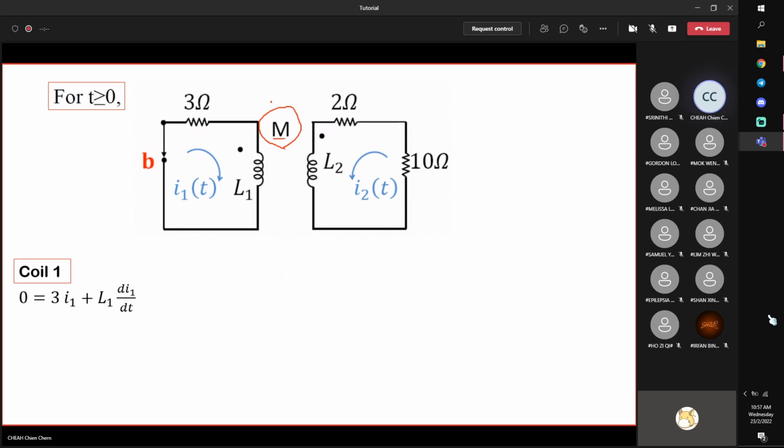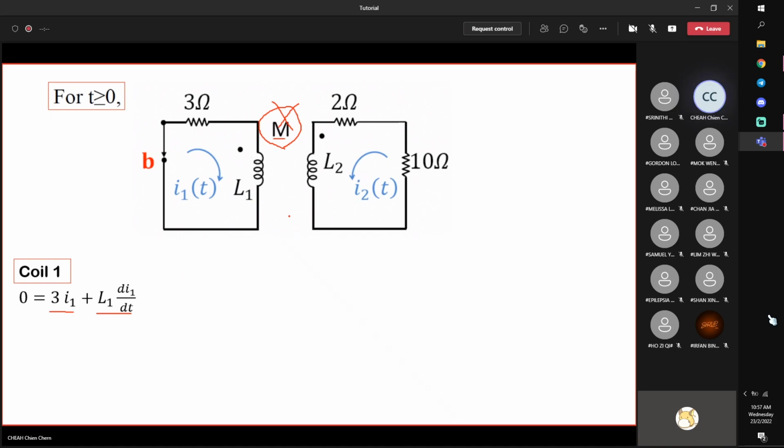Okay, without the coupling, there's no problem. So imagine this is not there. Then you take KVL around this loop. This is what you can write down, right? This is voltage across the resistor, Ohm's law. Voltage across the inductor, L1 di1/dt. This one, no problem. The only thing is that you must consider the mutual inductance. But you write down this first.